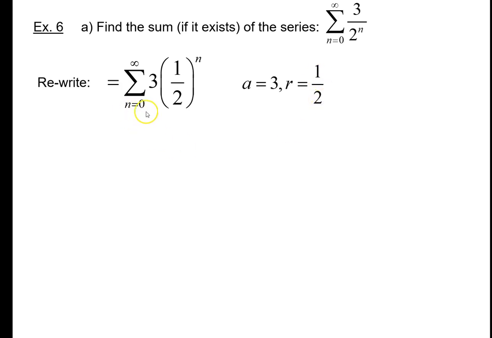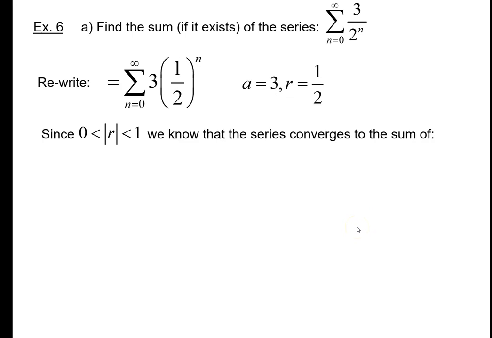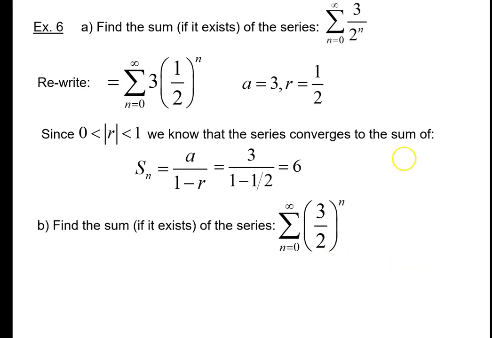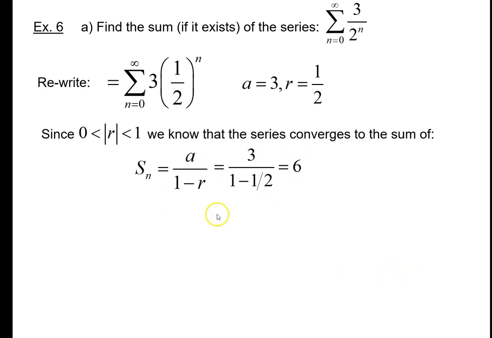And then since n started at 0, the initial term would be 3 because it would be 3 times 1/2 to the 0 power, which of course would be 1. So we know that the series is going to converge, and it's going to converge to the sum of a over 1 minus r. So that would be 3 over 1 minus 1/2, which is 6. So this is a geometric series that does converge, and it converges to the infinite sum of 6.